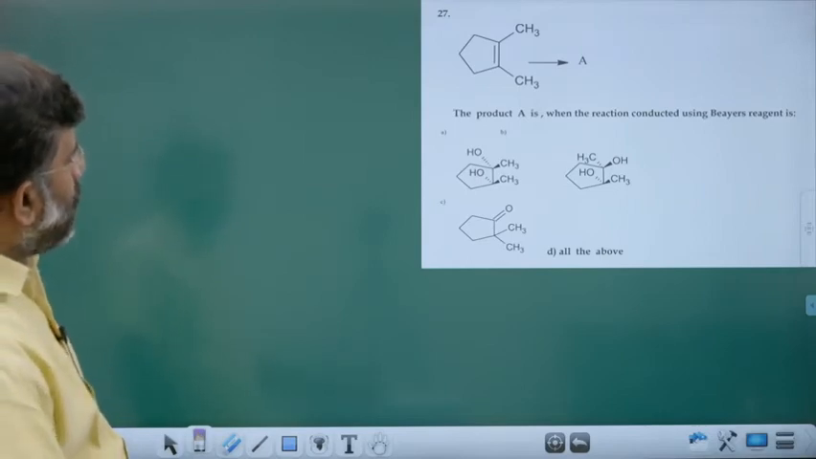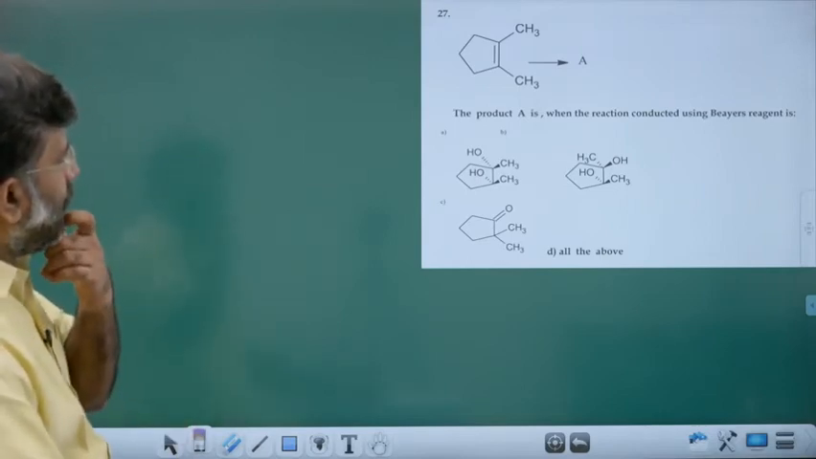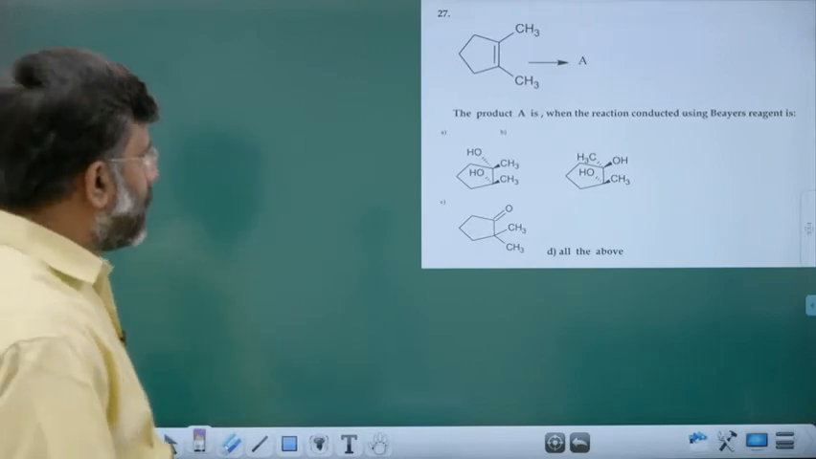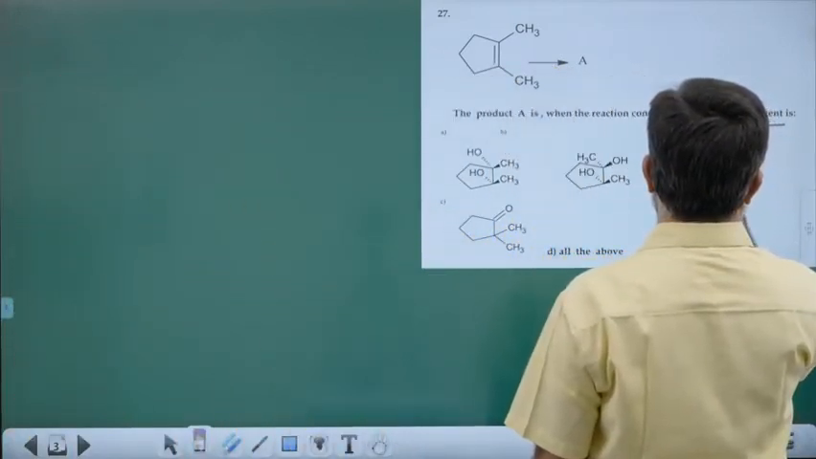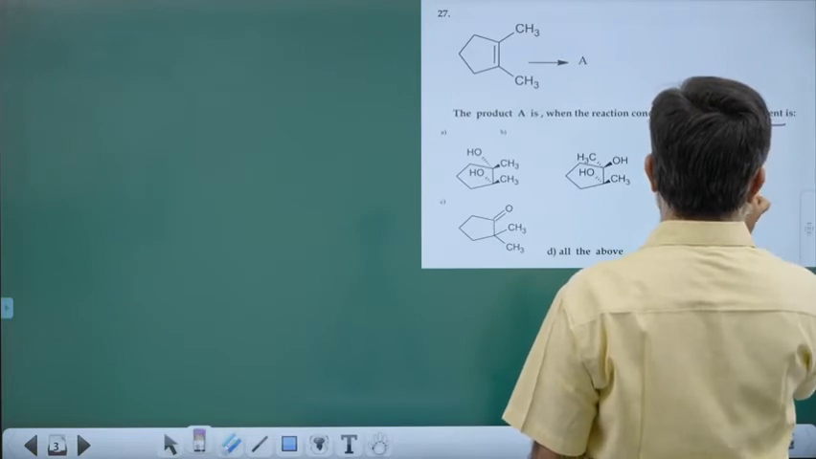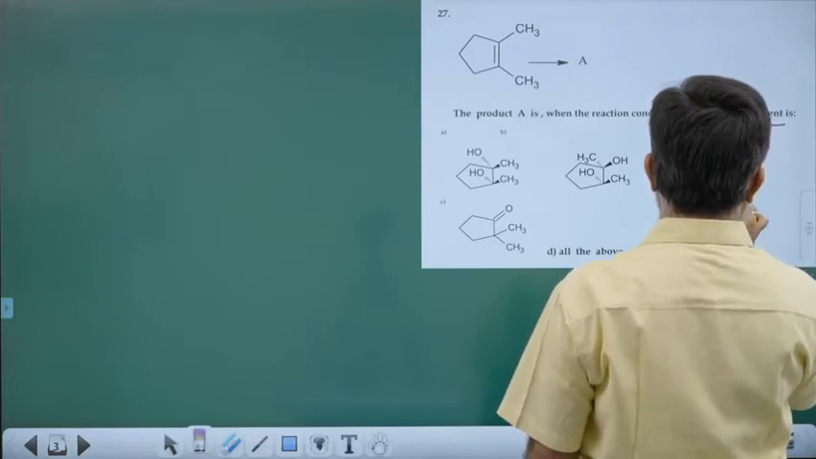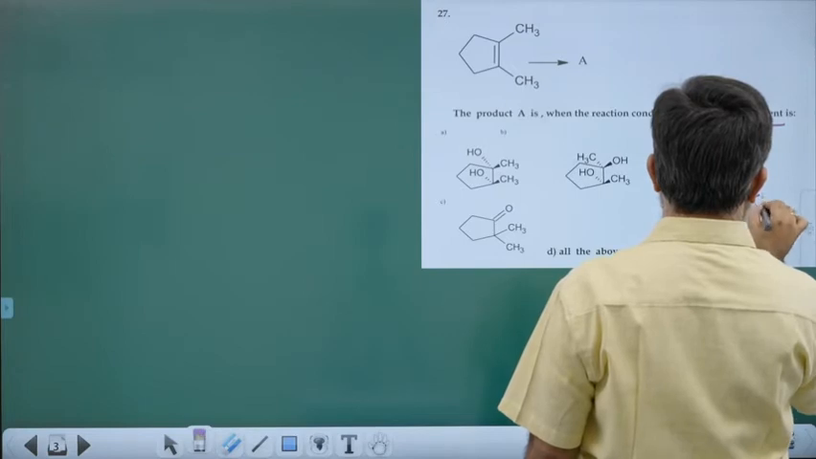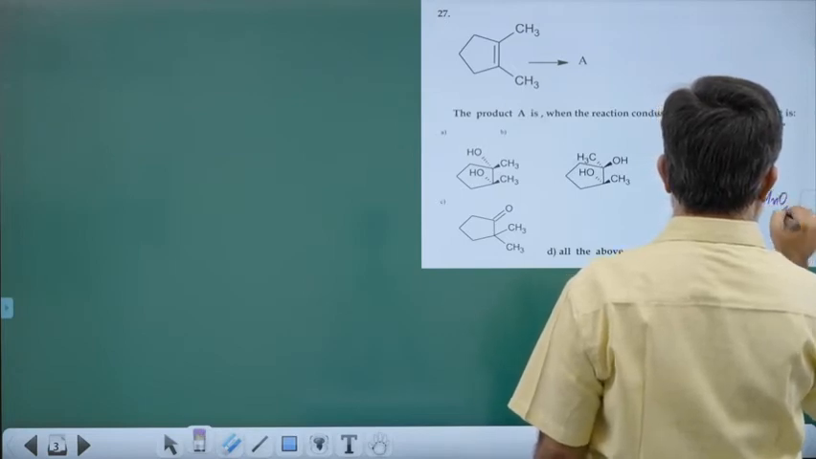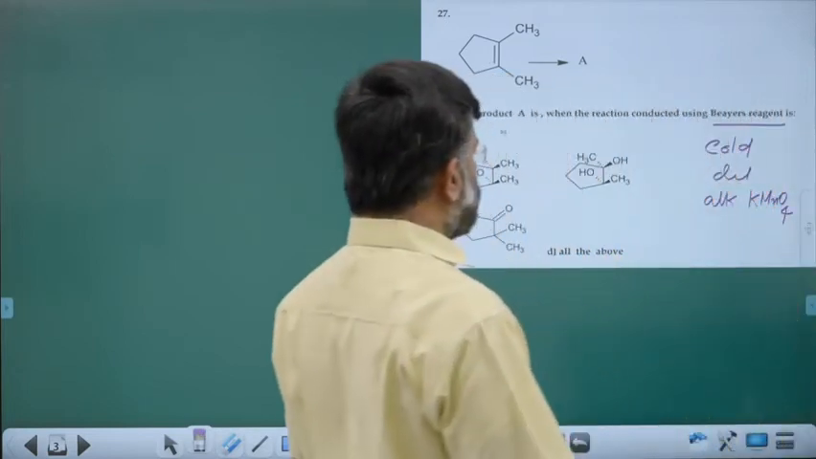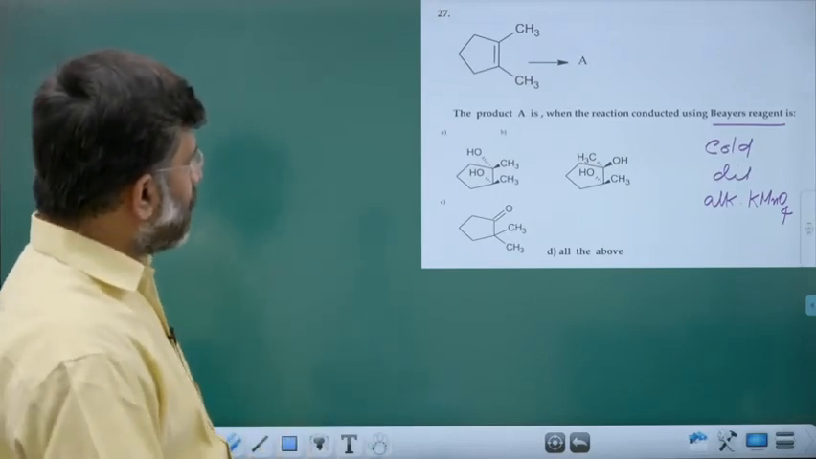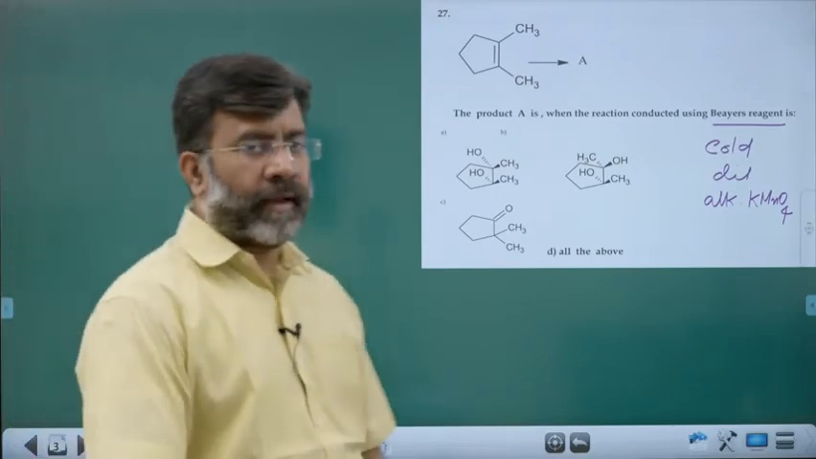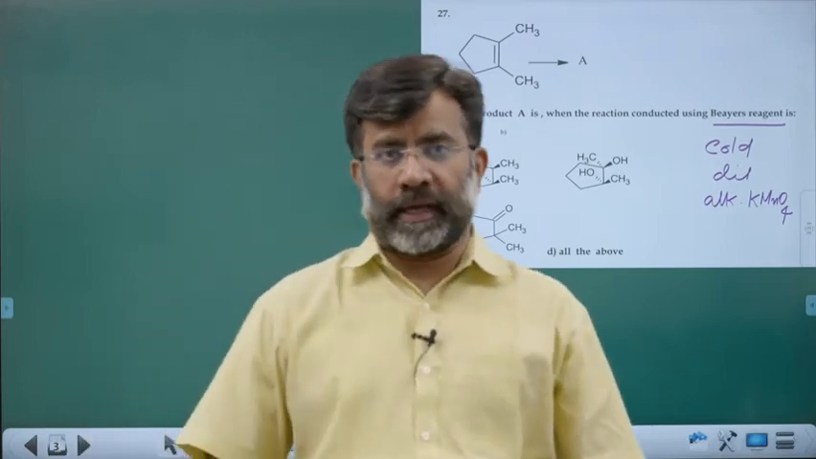The product A is when the reaction is conducted using Bayer's reagent. Bayer's reagent means, as all of you know, cold dilute alkaline KMnO4 solution. That is Bayer's reagent. With Bayer's reagent, there will be a hydroxylation reaction.